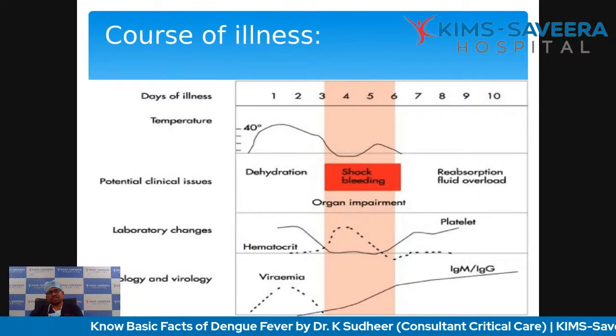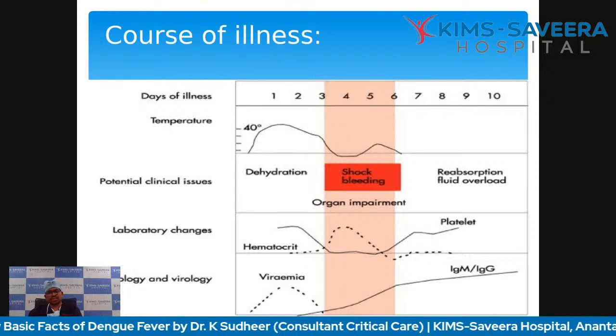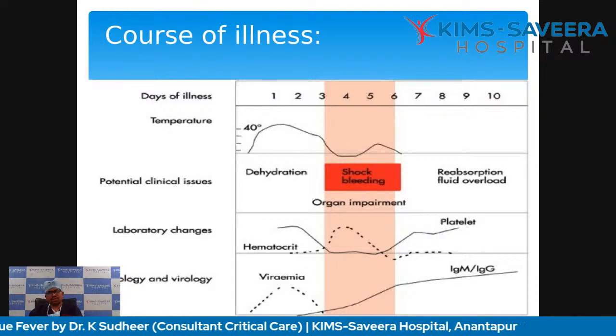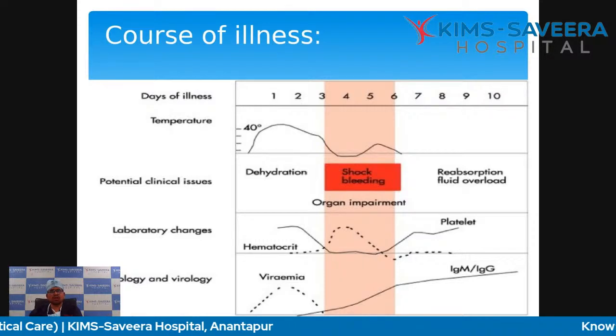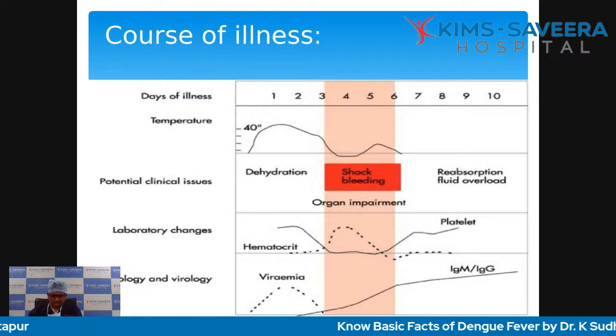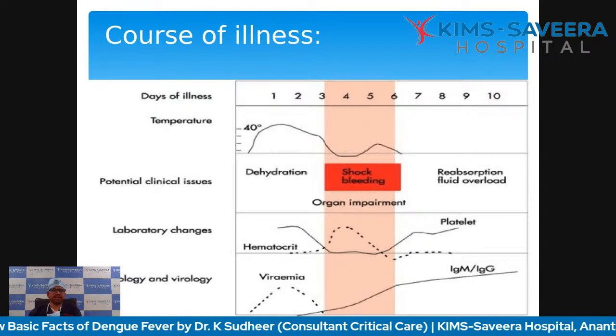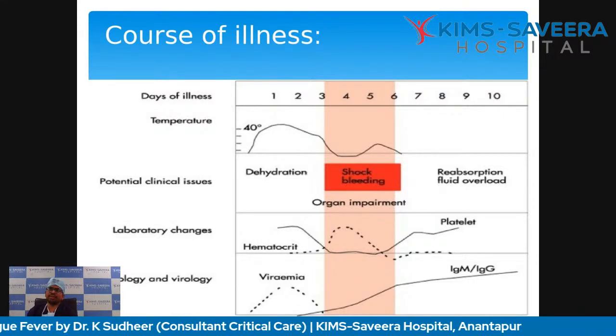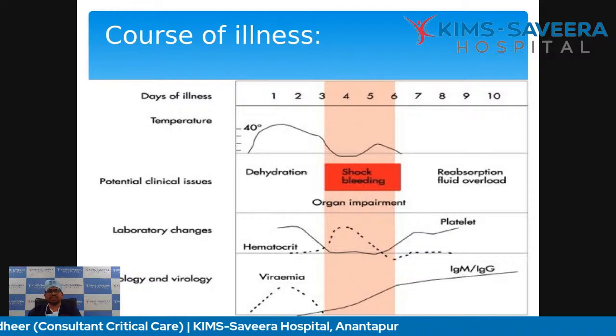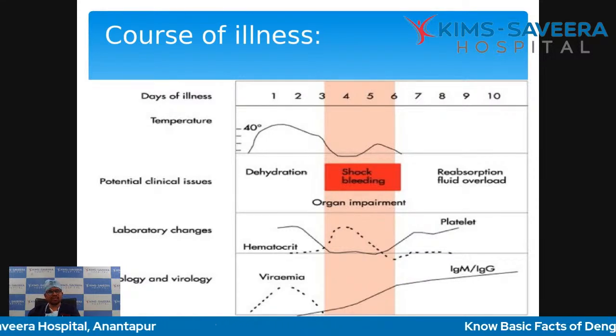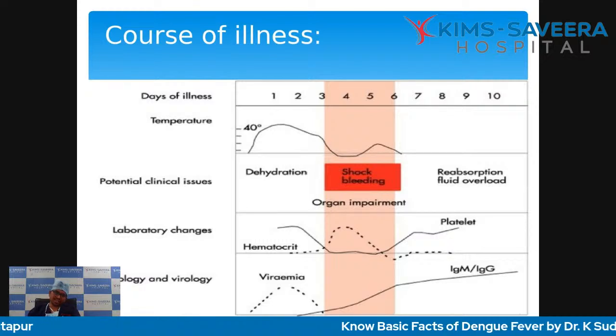The course of illness is important to prognosticate, to know how the patient is responding or how badly he is going. The course of illness is very simple. The patient will have intermittent fever for 3 to 4 days. He might take medication on an OPD basis and feel comfortable. On the third or fourth day, his fever subsides, but then the main complications start.